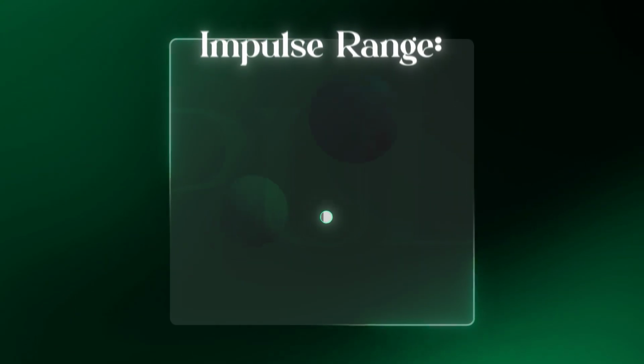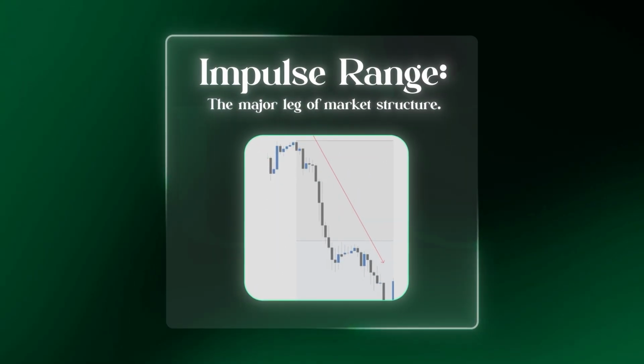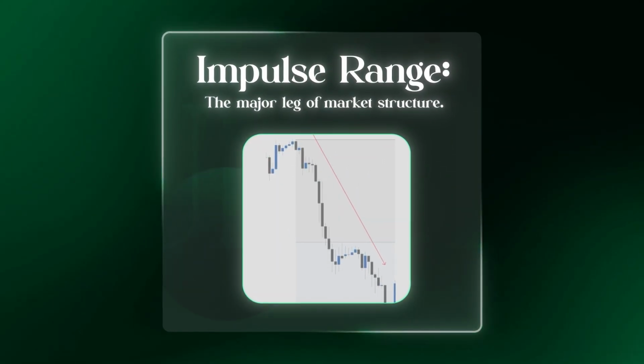Impulse ranges. This is the major leg of market structure. We measure where price pulls liquidity from and where it wants to deliver to next. This is going to have displacement and it's going to be a large leg down or up.